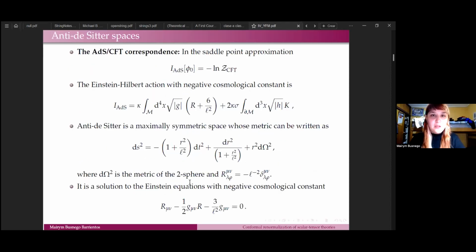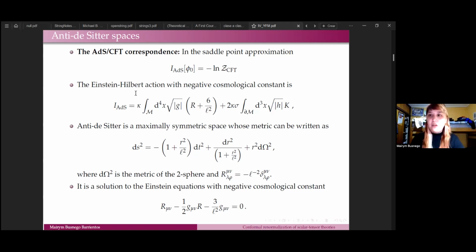So we are interested mostly in AdS spaces because of the AdS/CFT correspondence, which says that in the saddle point approximation, the Euclidean on-shell action of AdS is equal to minus the logarithm of the partition function of the CFT. This is mostly used when we calculate the thermodynamic quantities of the system. So it's a very useful result.